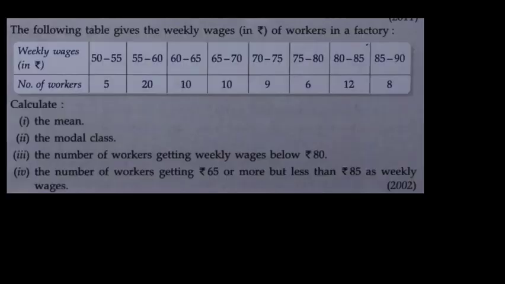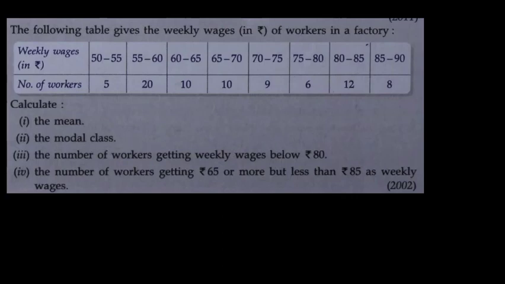Now let us see this last question. The following table gives the weekly wage of workers in a factory. We have to calculate the mean, we have to find the modal class, we have to find the number of workers getting weekly wage below 80, and we have to find the number of workers getting rupees 65 or more but less than 85 as a weekly wage. So here in this problem you have to calculate mean. We know how to calculate mean. Next you have to calculate the modal class.